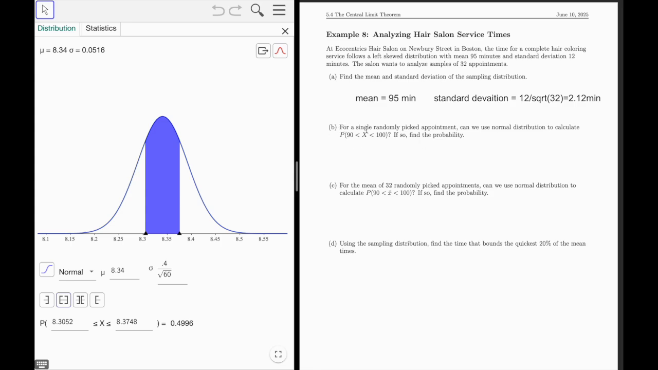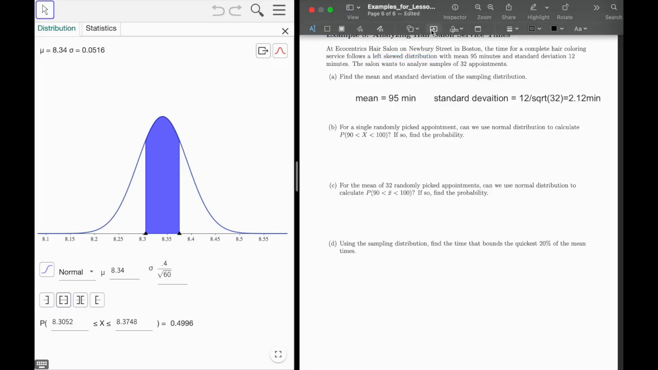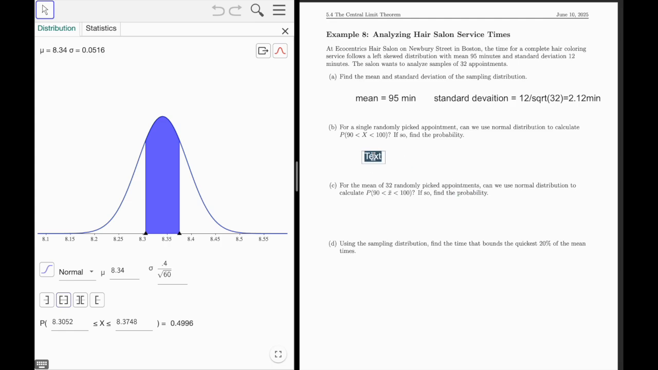Part B says, for a single randomly picked appointment, can we use the normal distribution to calculate the probability that X, a single value, falls between 90 and 100 minutes? If so, find the probability. In this case, we're going to say no because the population follows a left-skewed distribution. So when we're talking about the individual values, those are left-skewed. So I'm going to put in here, no, the population distribution is left skewed, not normal.